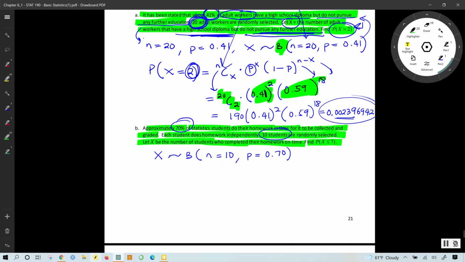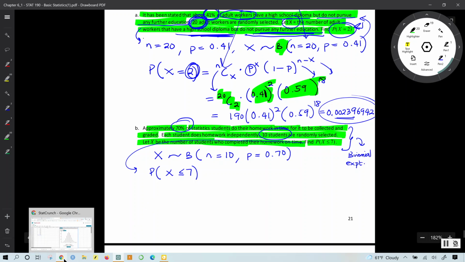So we would like to compute the probability that x is less than or equal to 7. I do want to encourage you, as a side note, to convince yourself that this scenario qualifies as a binomial experiment. With that said, let's go into StatCrunch and generate this probability.